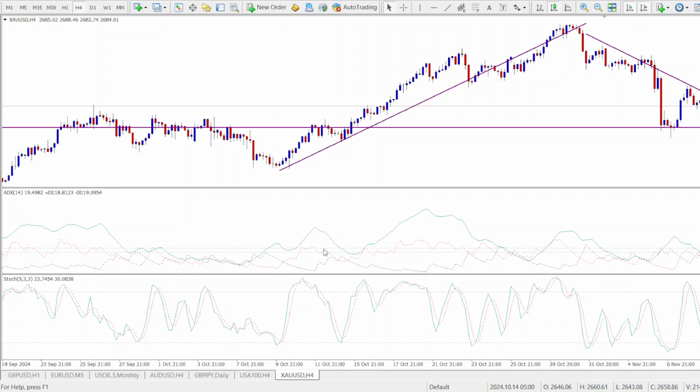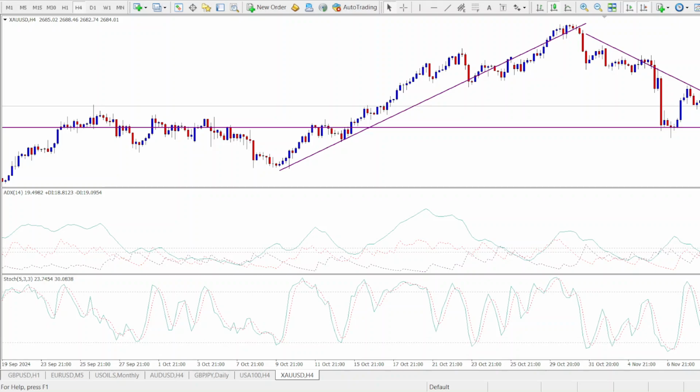On the flip side, if the ADX is showing strength but the stochastic is above 80, it's time to be cautious as the market might be overbought, and a reversal could be coming. By combining both indicators, you get a more reliable entry point and you'll avoid chasing trends that are about to reverse.